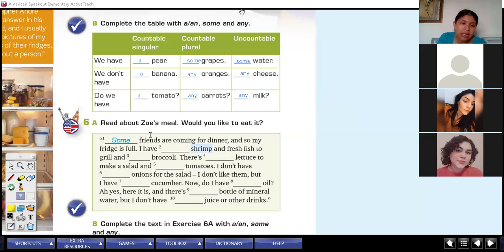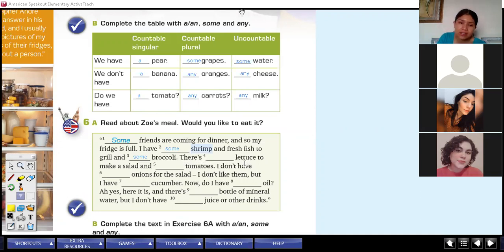Okay, now it says, read about Zoe's meal. Would you like to eat it? Okay, let's complete it. And it says, some friends are coming for dinner and so my fridge is full. I have, and then shrimp. What is shrimp? Camarones. So what is the expression that goes before it? I have some shrimp, very good. I have some shrimp and fresh fish to grill and some broccoli.